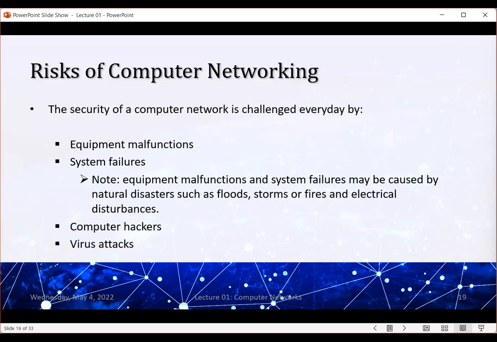Then there may be virus attacks as well. So if you apply the security mechanisms properly, we can avoid these risks.